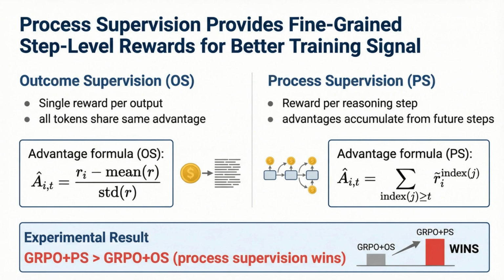In process supervision, we use a process reward model that scores each reasoning step. The advantage of each token is then the sum of normalized rewards from all subsequent steps. Think of it like this. If step 3 was correct but step 7 was wrong, process supervision can reinforce step 3 while penalizing step 7. The paper shows that GRPO with process supervision outperforms GRPO with outcome supervision, which makes intuitive sense. Finer-grained feedback leads to better learning.